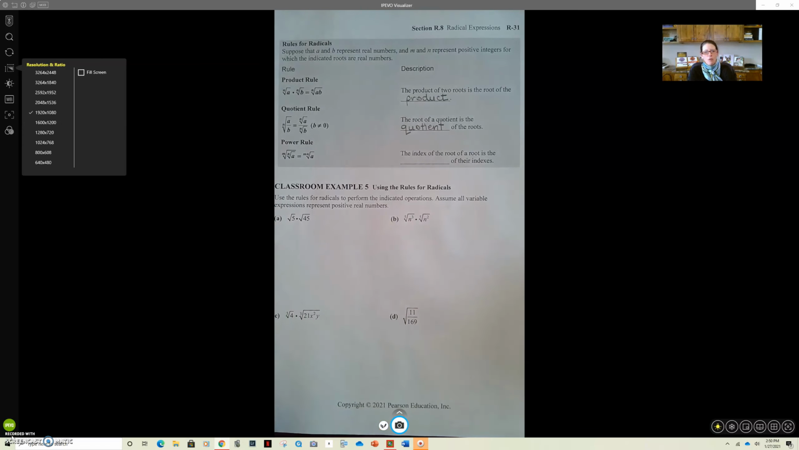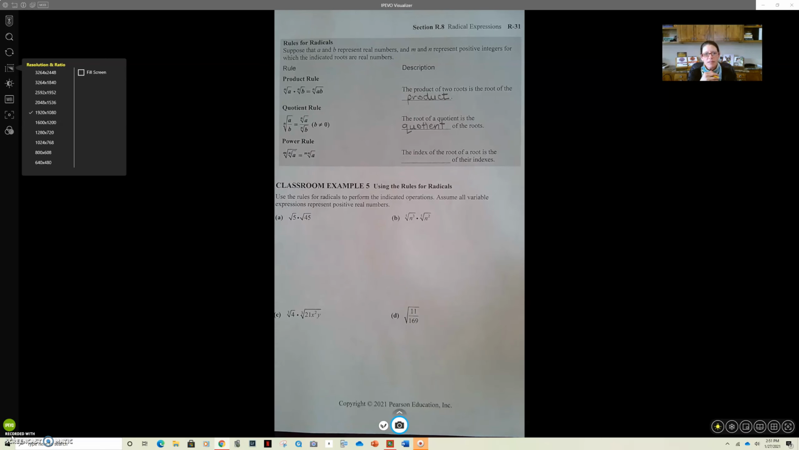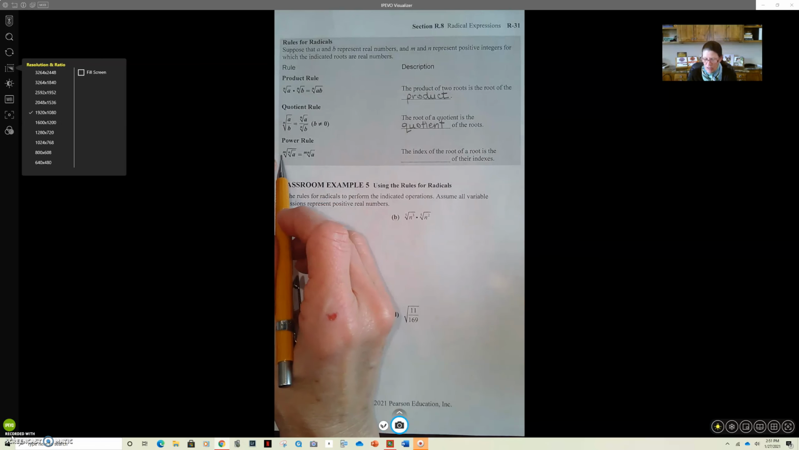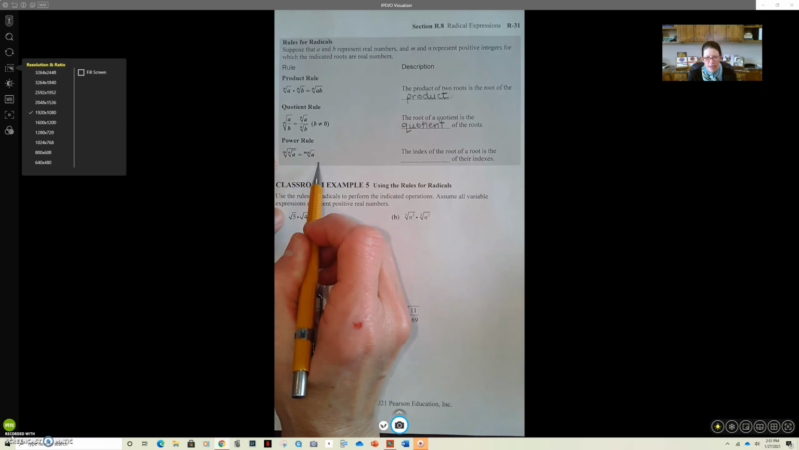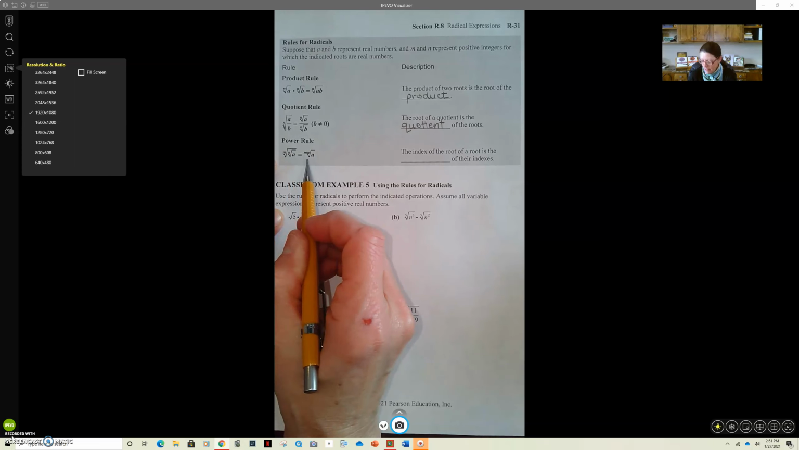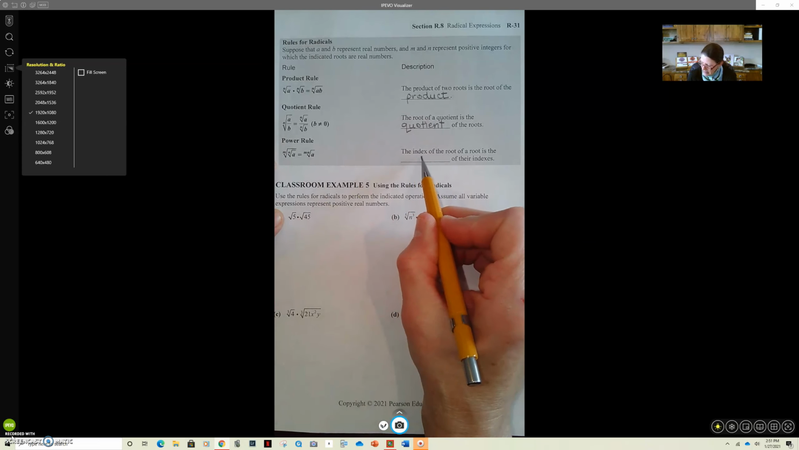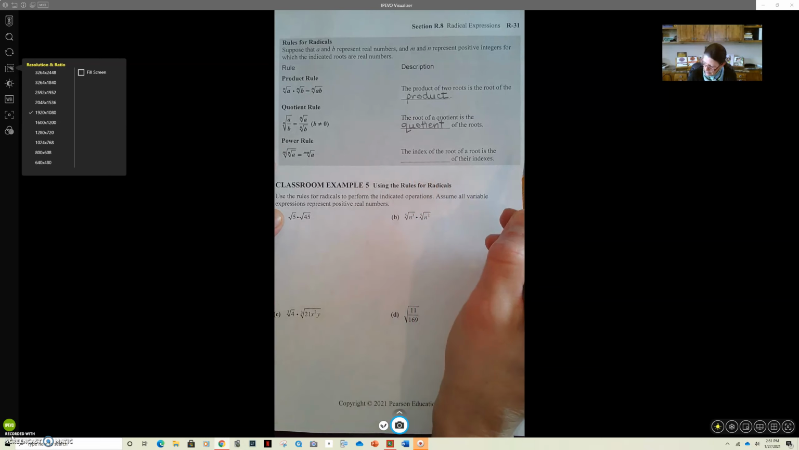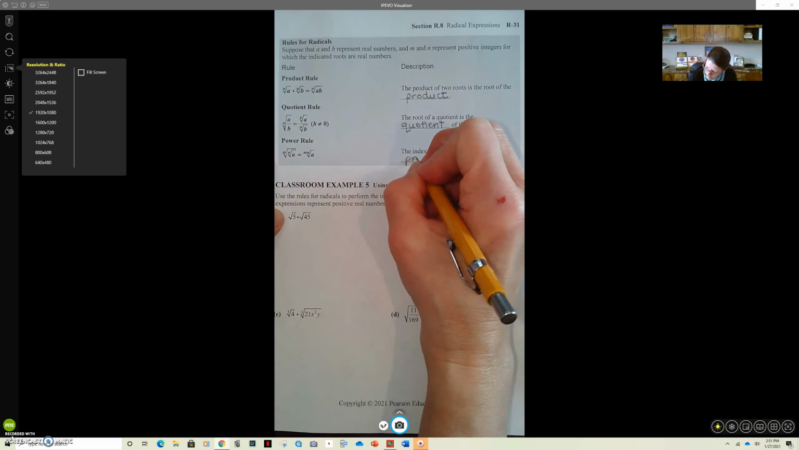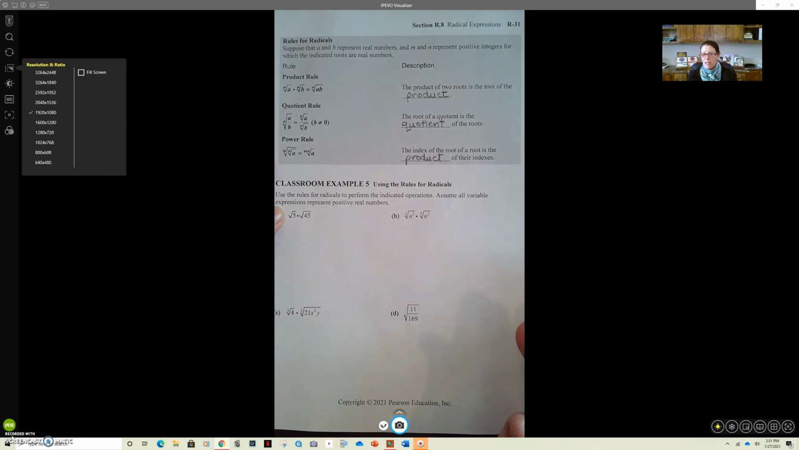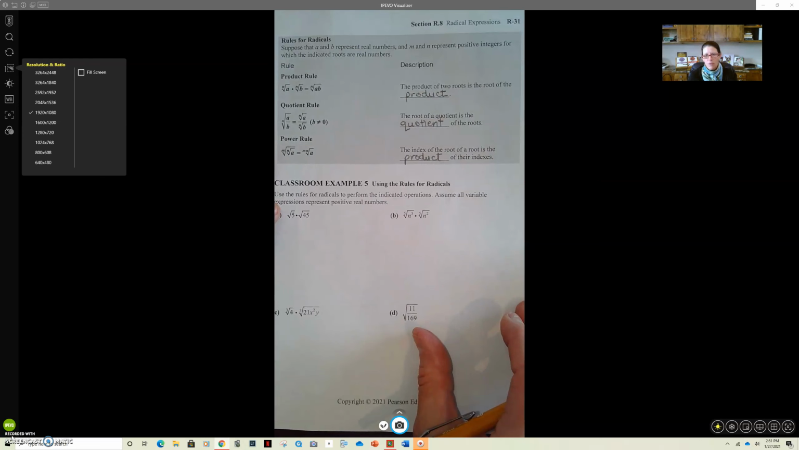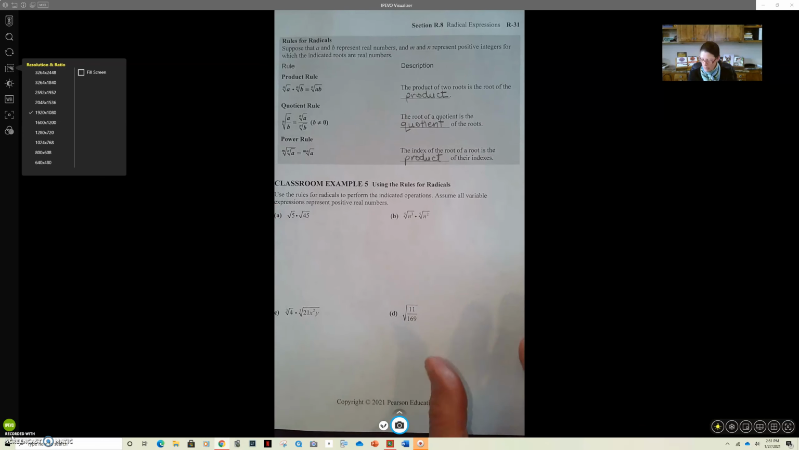And lastly, a power rule. Hopefully this reminds you of our rules for exponents, because that's pretty much exactly what we're doing here. The power rule: the mth root of the nth root of a is the m times nth root of a. So we're just multiplying those indexes. In words, the index of the root of a root is the product of their indexes. That's kind of like saying power to a power, multiply. Root of a root, multiply.